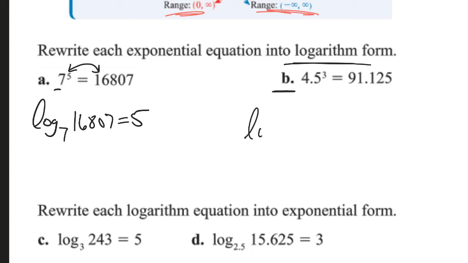For B, I'm going to write log. 4.5 becomes the subscript, and then 91.125 and 3 change spots. Now that is in log form.